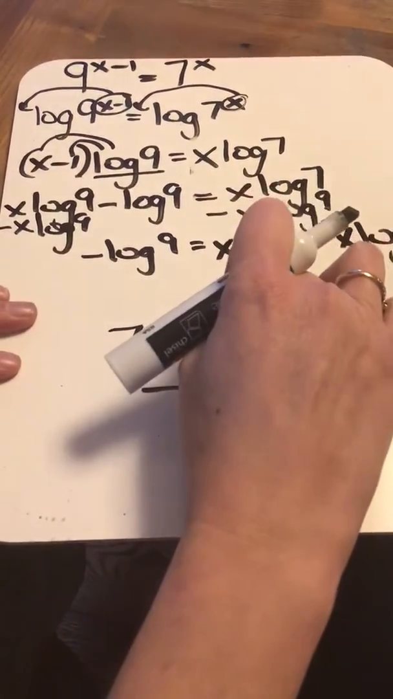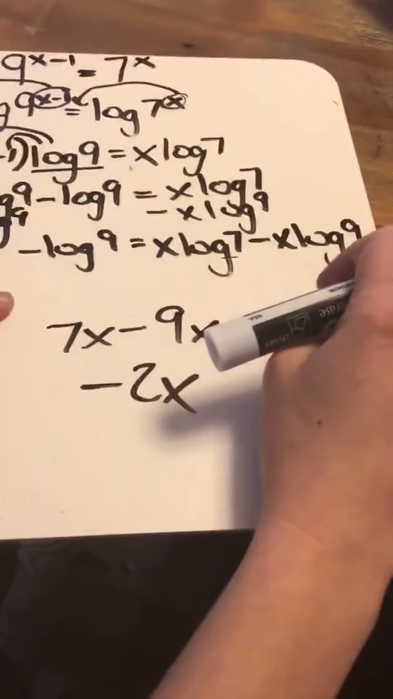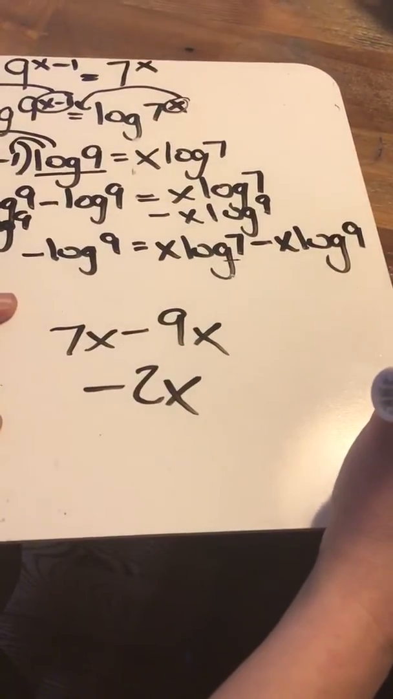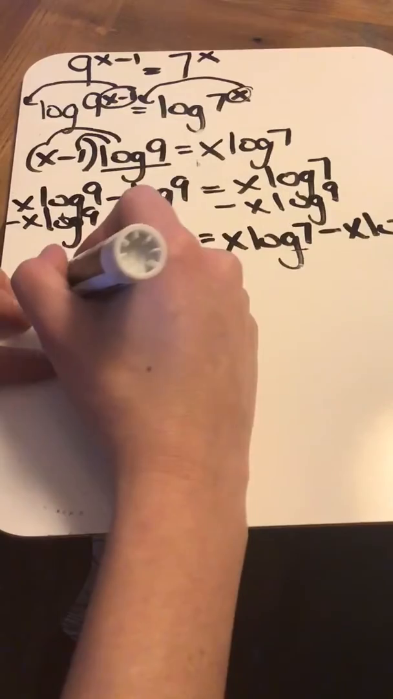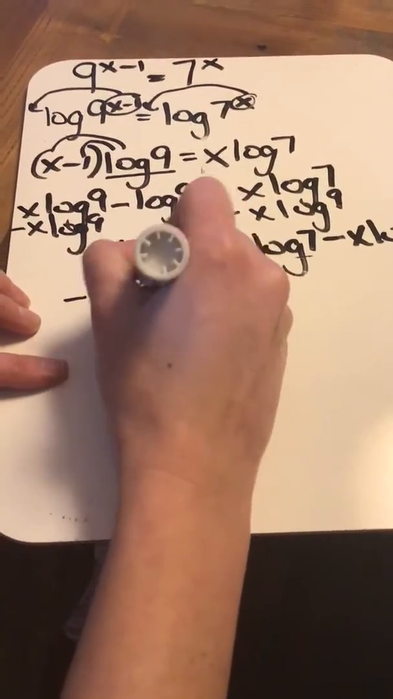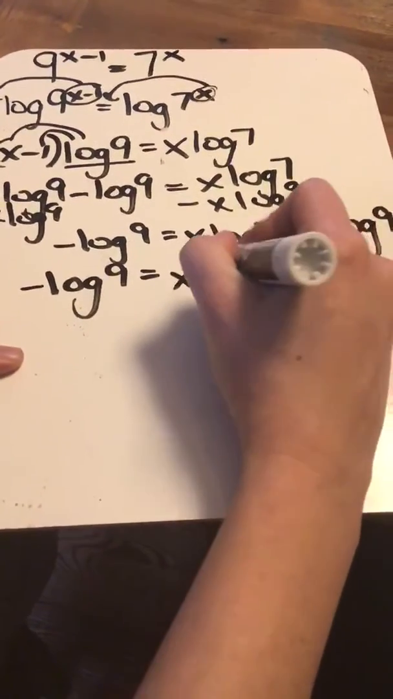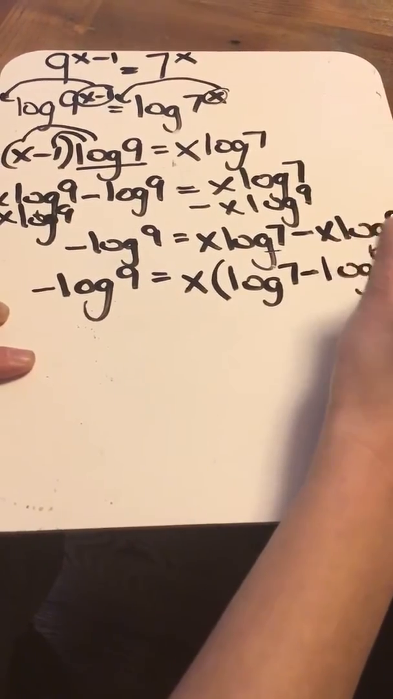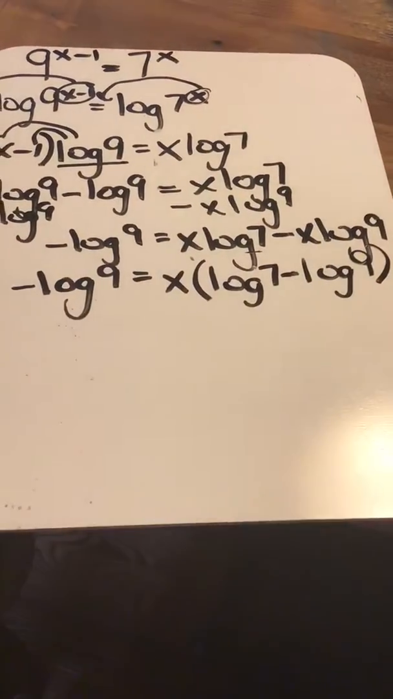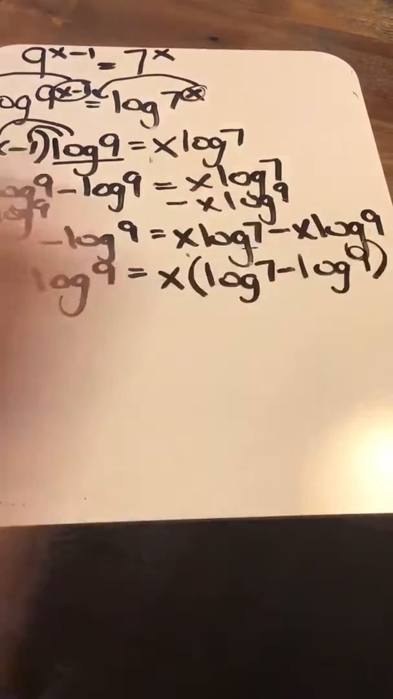But I don't know what log 7 is unless I type it in my calculator, and I'd have to round it. I don't know what log 9 is unless I type it into my calculator, and I'd also have to round it. So because of that, what I have to do here is I'm going to factor an x out. So this side is still negative log 9. And on the other side, I'm going to take the x out, which leaves me with log 7 minus log 9. So they both had an x, so just like when we do greatest common factor, I just take that x out. See, if I were to distribute it back in, I'd get what I started with.